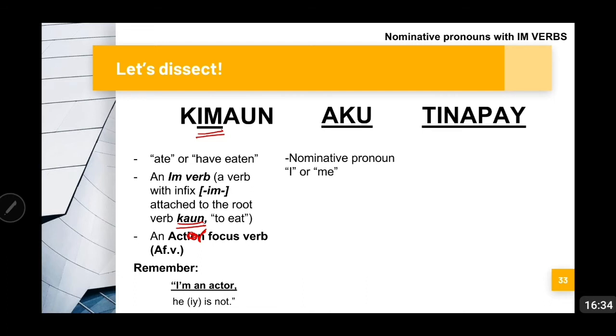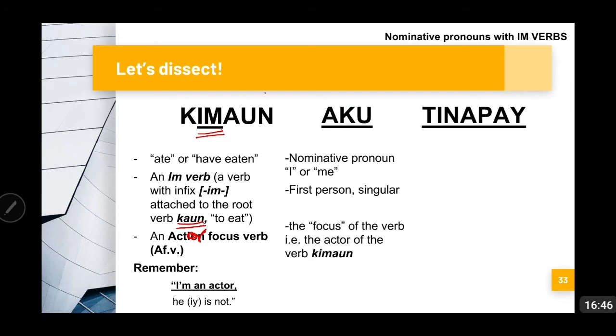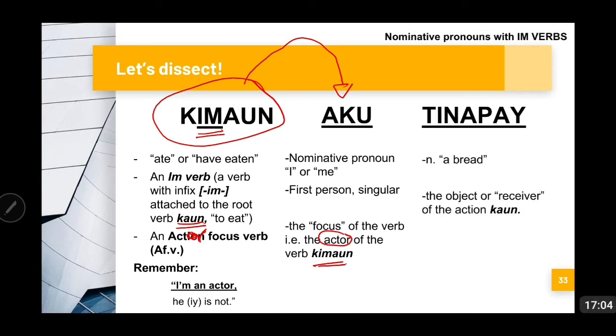Then we have a nominative pronoun ako, which means I or me, the first person singular form. Because this is a nominative pronoun, and we have an im verb like kimaun, which is an actor-focused verb, its focus is now the nominative pronoun ako. Therefore, ako is the actor of the verb kimaun. Then we have the object, tinapay, which means bread. Therefore, this word is the object or the receiver of the action kaun. Therefore, it is translated as I ate a bread.